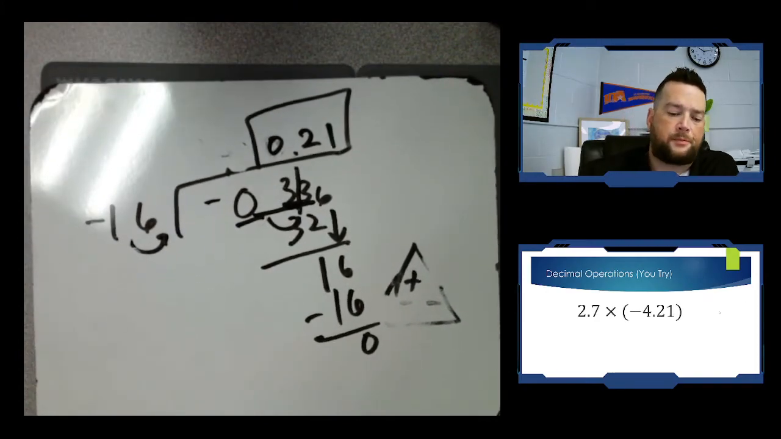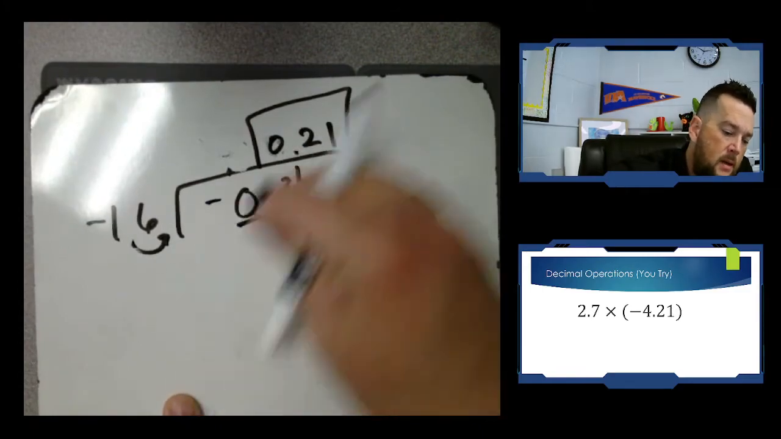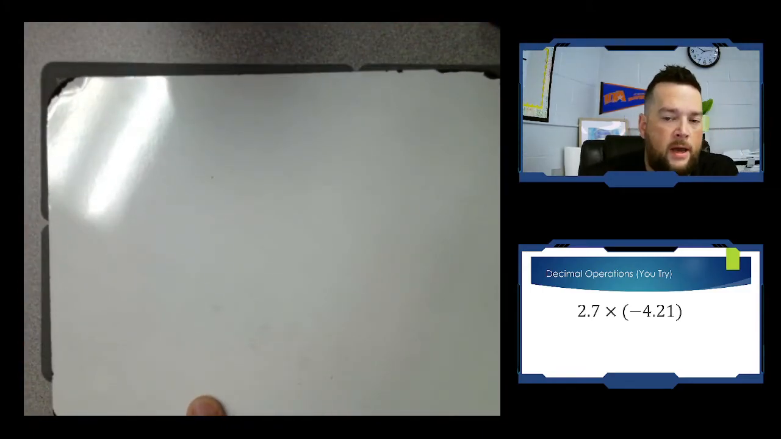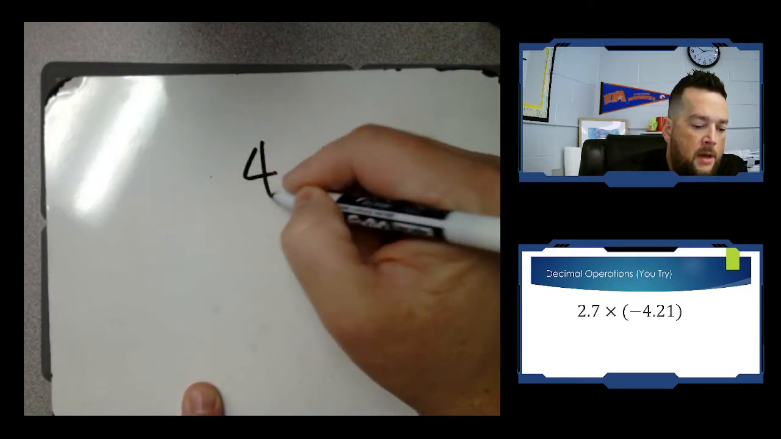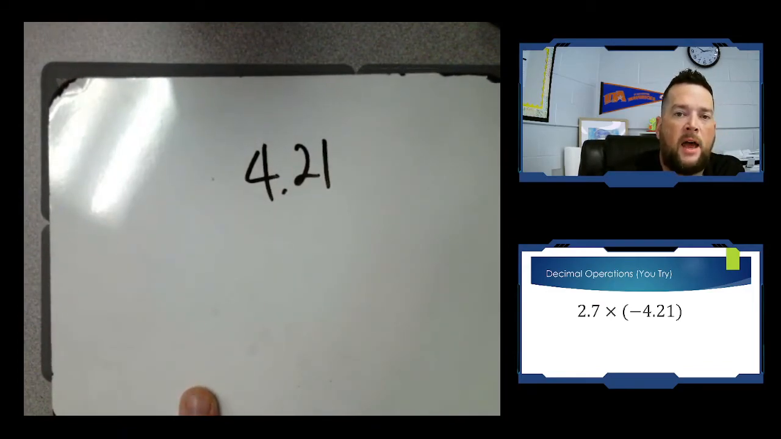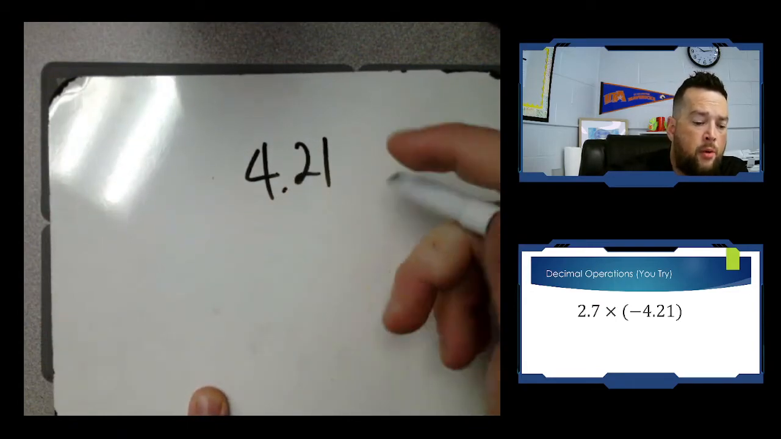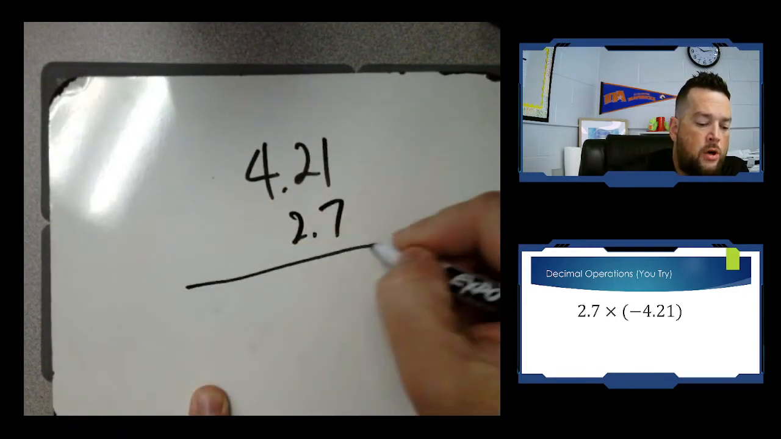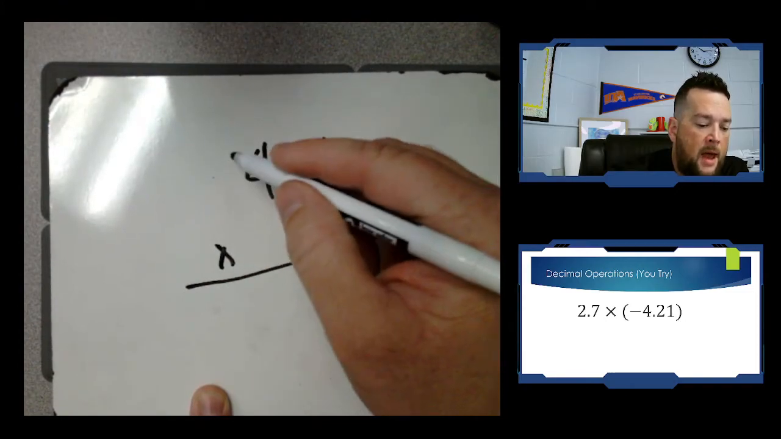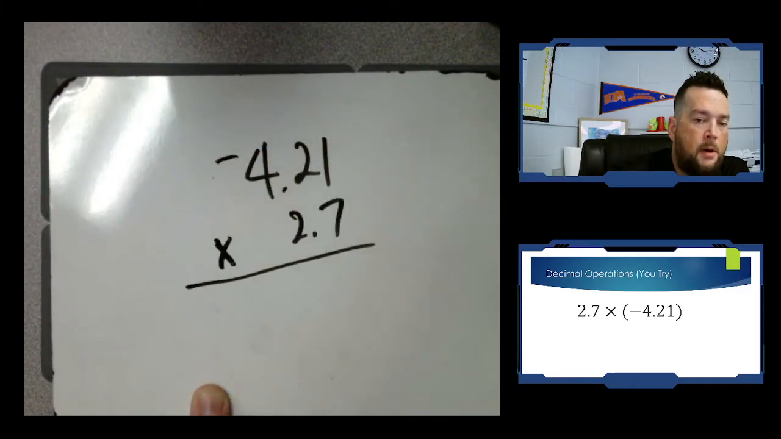All right, next problem. 2.7 times negative 4.21, all right? So again, I'm going to take these numbers, and because I don't have to line them up with a decimal, I'm just multiplying the number. I'm going to take the 3-digit number, put it on top, and I'm going to take the 2-digit number and put it on bottom. And I'm not going to forget the fact that that top number was negative.